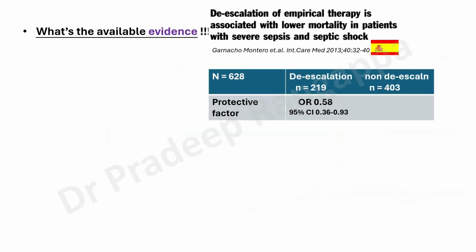So when you look at de-escalation of empirical antibiotics in severe sepsis, this was another study. The previous study, the French study, showed non-inferiority, but this study, which came from Spain, showed there was a protective effect or mortality benefit in the group where antibiotic de-escalation happened. They had 628 patients, 219 in the de-escalation group and 403 where they did not de-escalate. These are patients with severe sepsis and septic shock. If you look at the odds of survival, patients in the de-escalation group had a survival benefit. If you look at the confidence interval, it was significant.